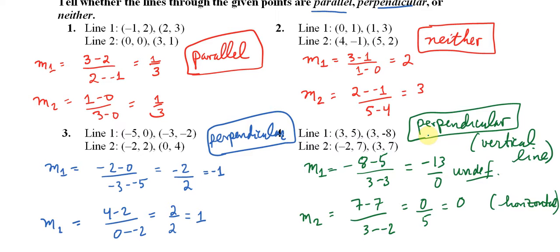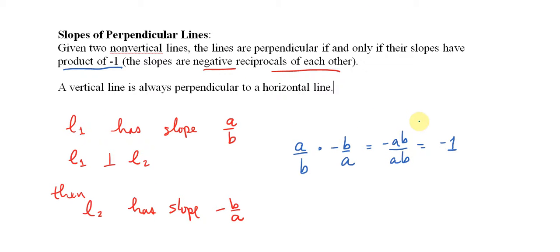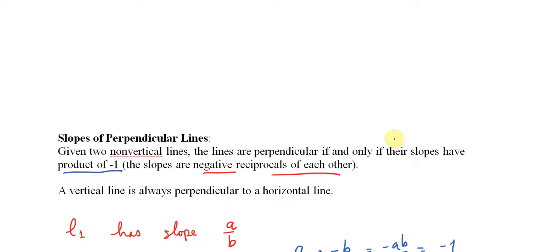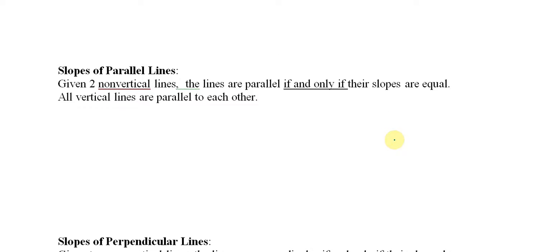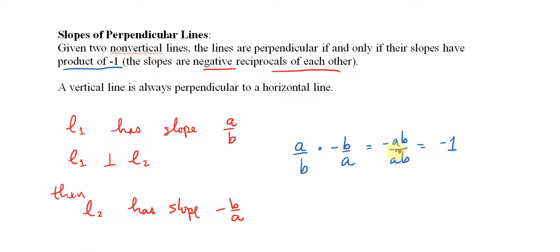All right, so there you have it, four examples that hopefully illustrate for you this vocabulary that we just discussed. Non-vertical lines are perpendicular if their slopes are negative reciprocals. Non-vertical lines are parallel if their slopes are equal to each other.